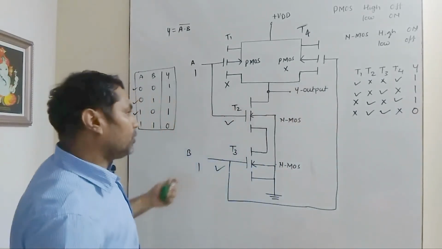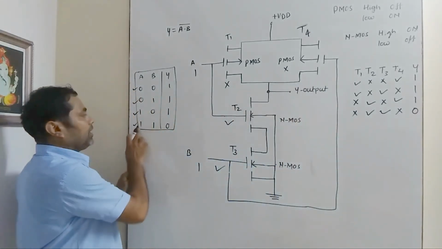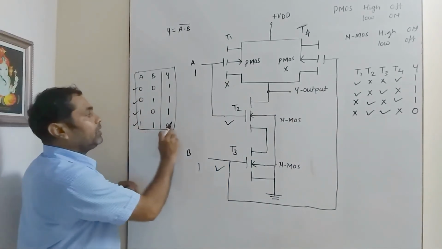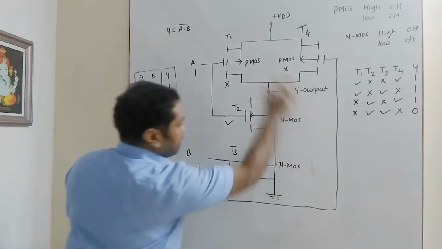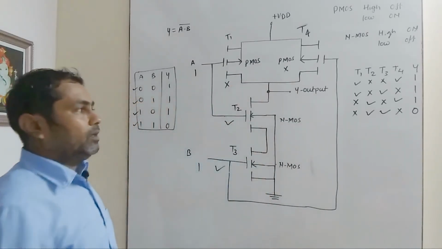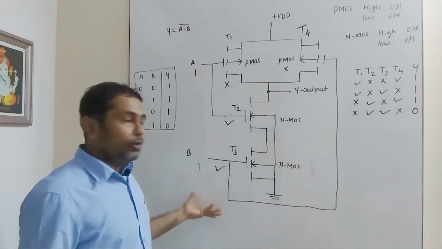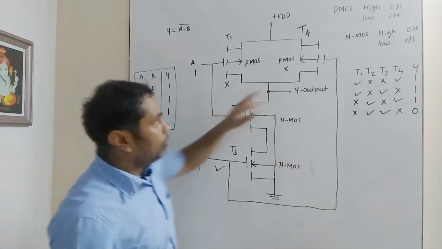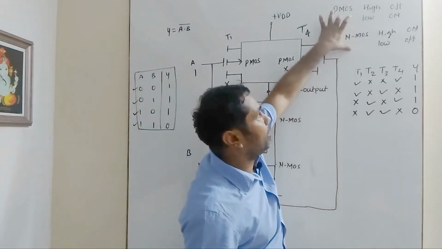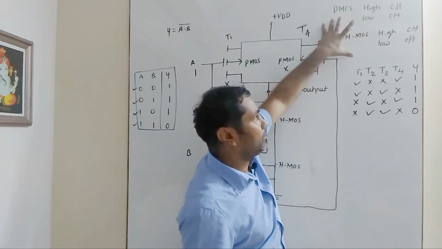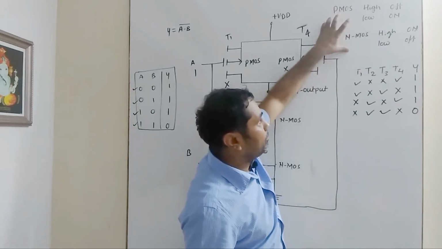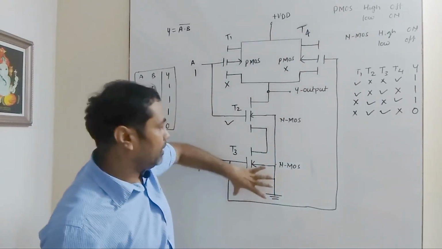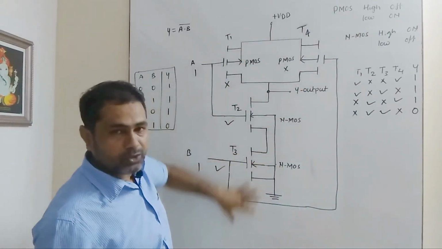So the fourth condition, when both the inputs are high, that is A is connected to high, B is also connected to high, we are getting low at the output. So this circuit will perform the operation like a NAND gate. This can also be summarized using sentences. If you remember this forever, then you can easily understand the working of the CMOS gate.